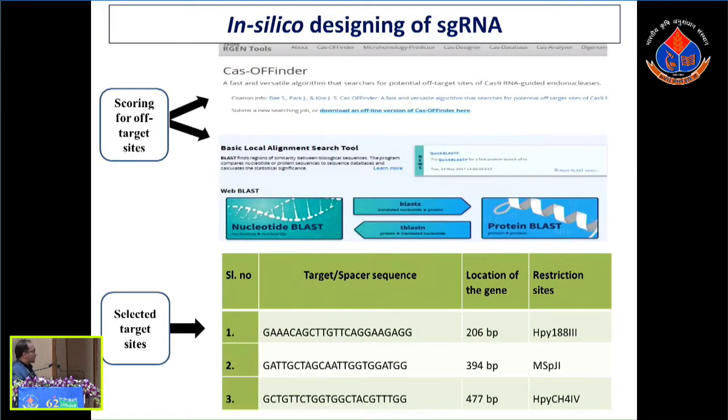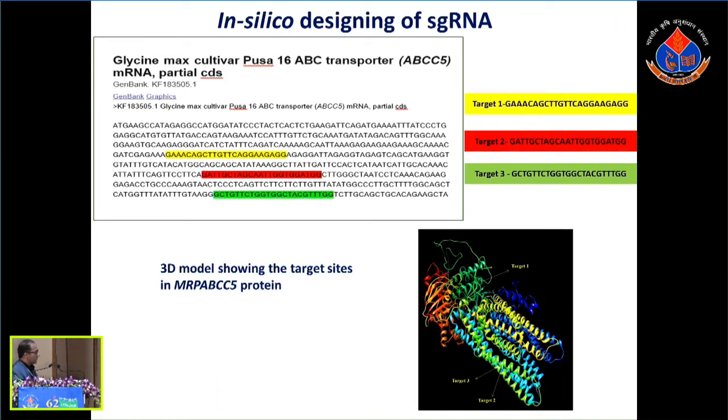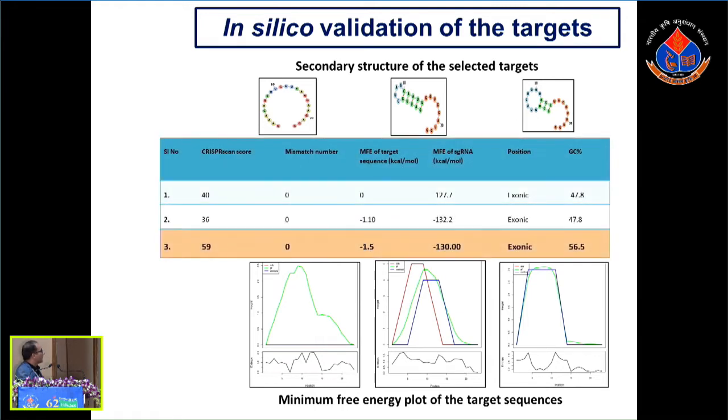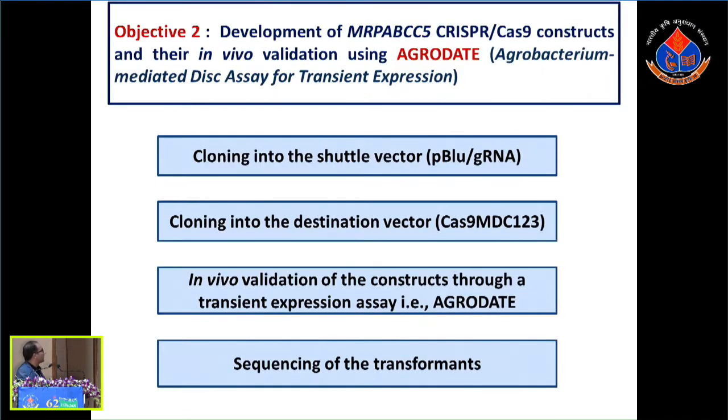So three targets they could identify, and then they looked into the structure of these three target sequences. What they could find was that target 3 had the minimum free energy. That means it has more stability. So they worked on that. This slide shows how this software showed that it has the minimum free energy.